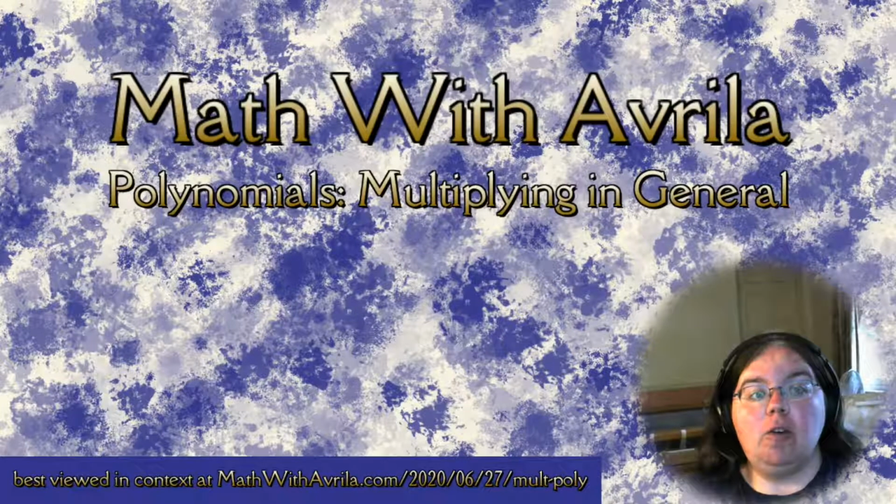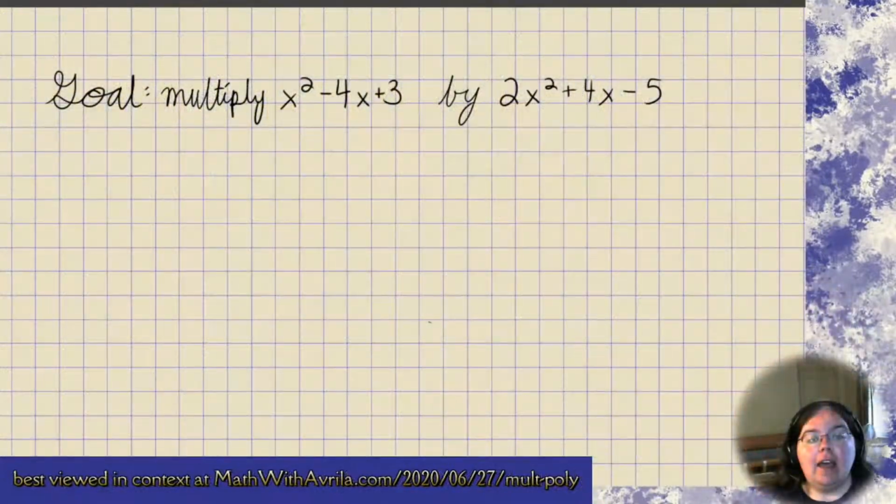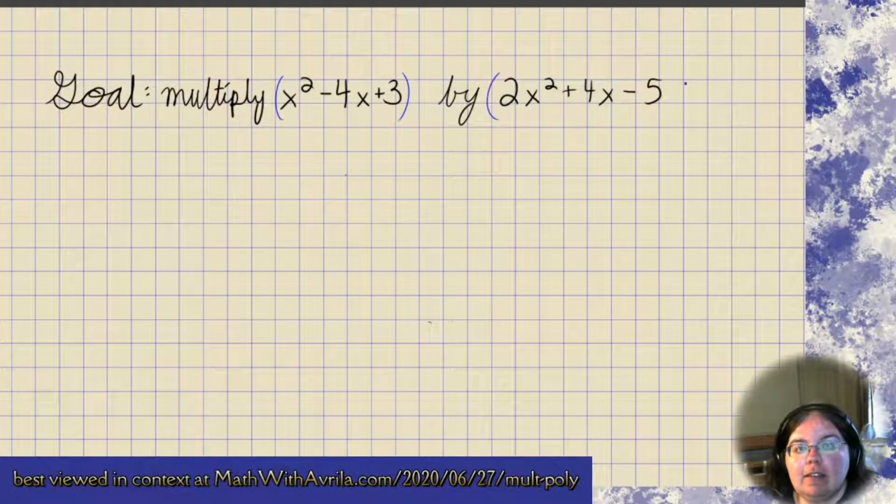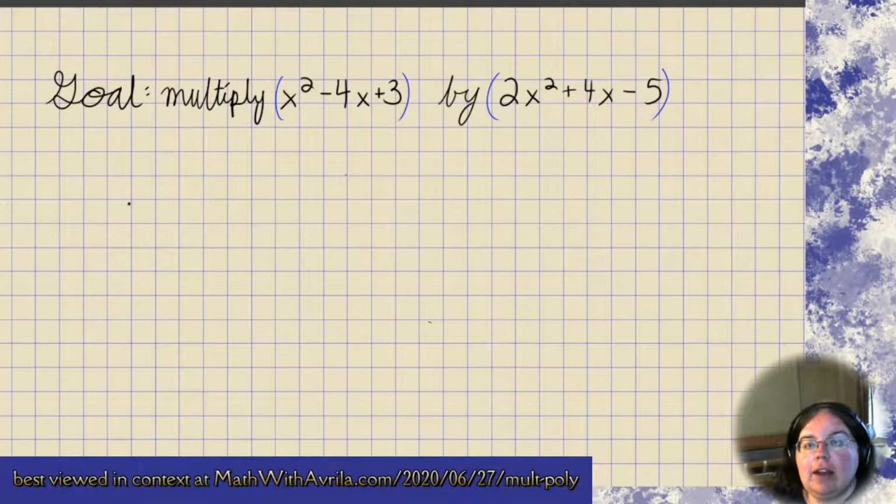In this video we're going to take a look at multiplying more general pairs of polynomials. And the example that I've got here is x squared minus 4x plus 3 times 2x squared plus 4x minus 5. So going off of what we figured out from the other one, it works best if you put parentheses around each thing you're multiplying, each polynomial, because that way it organizes all the things that need to be multiplied by each other.